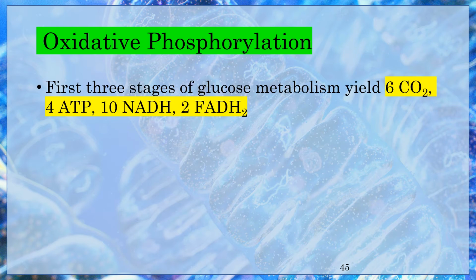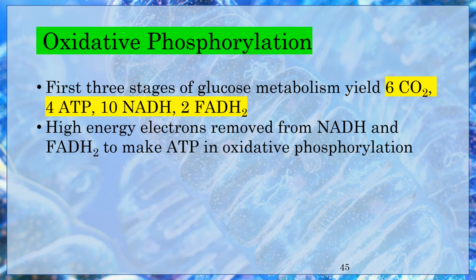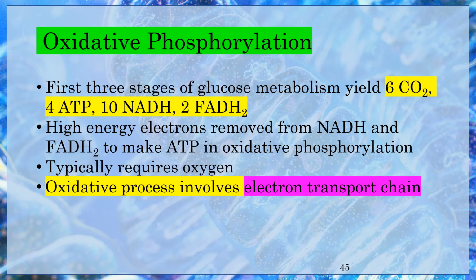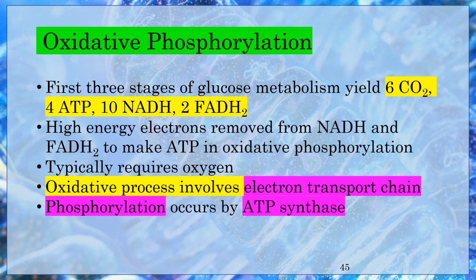So the first 3 stages of glucose metabolism yield us 6 carbon dioxides, 4 ATP, 10 NADH, and 2 FADH2. These high energy electrons are removed from NADH and FADH2 to make ATP in oxidative phosphorylation. So this typically requires oxygen. So the oxidative process involves the electron transport chain, and this phosphorylation occurs by that ATP synthase.